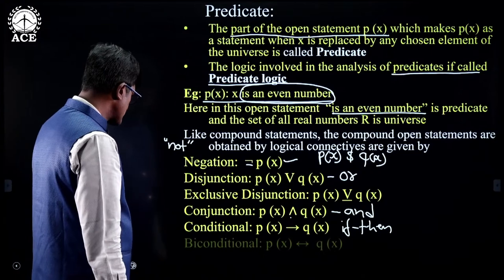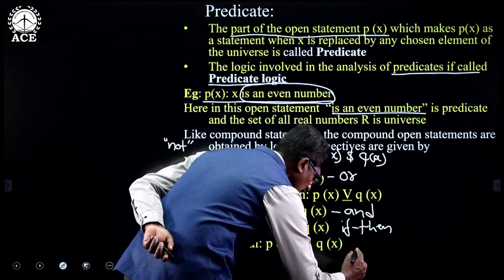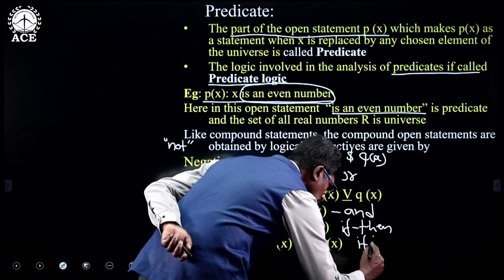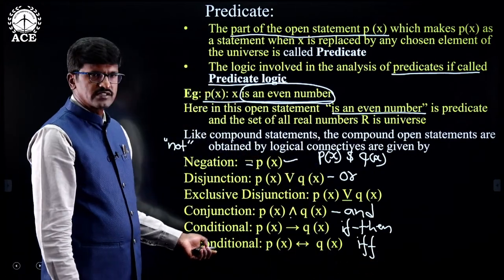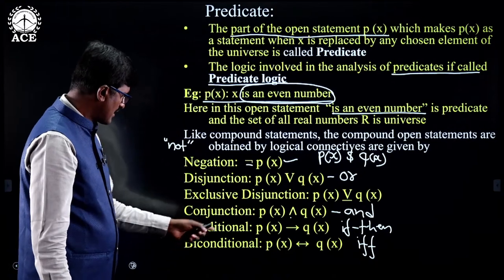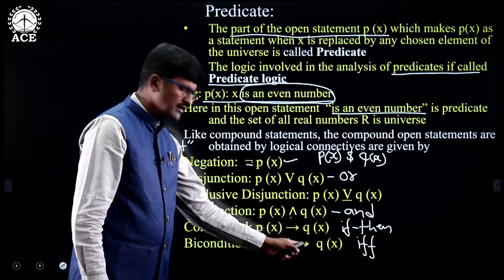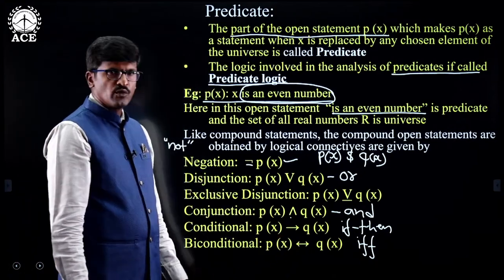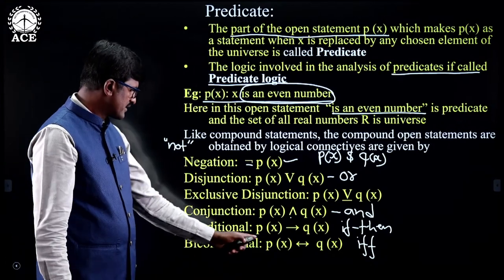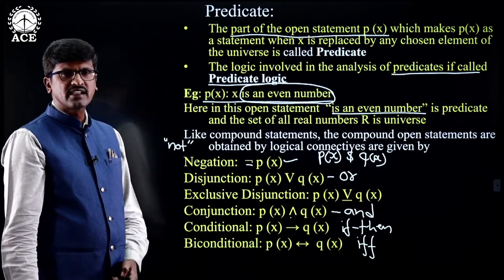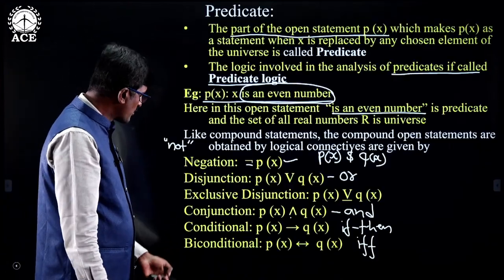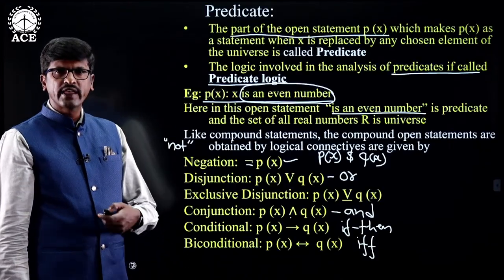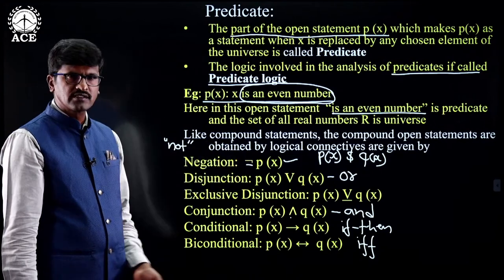The next one is biconditional. By using the logical connective if and only if, we are going to get the compound statement called biconditional, and this is P of X biconditional Q of X. We already know that this biconditional is a conjunction of two conditional statements. These are all the compound statements which we can get by using the logical connectives.